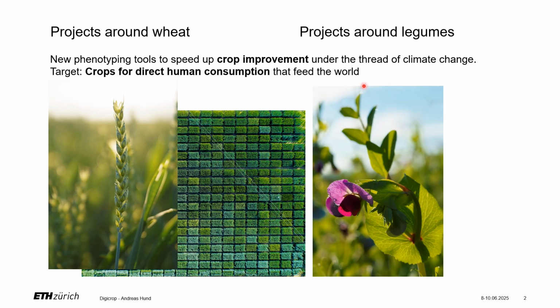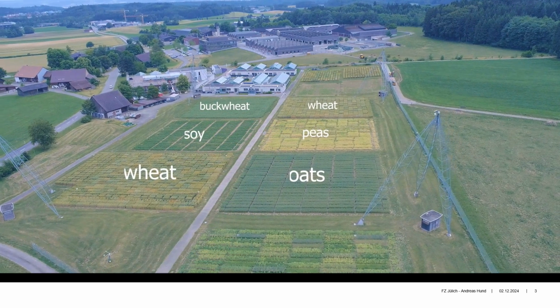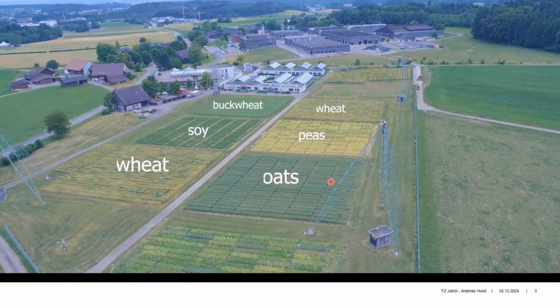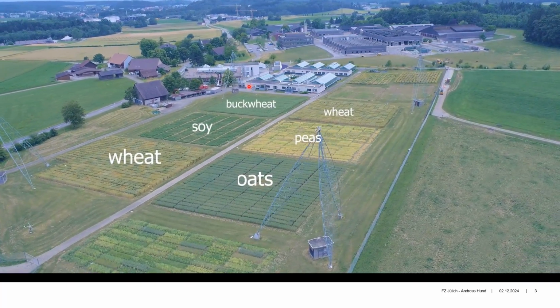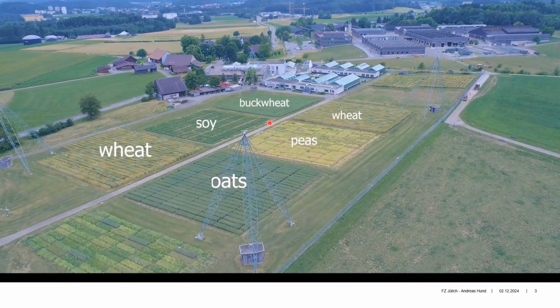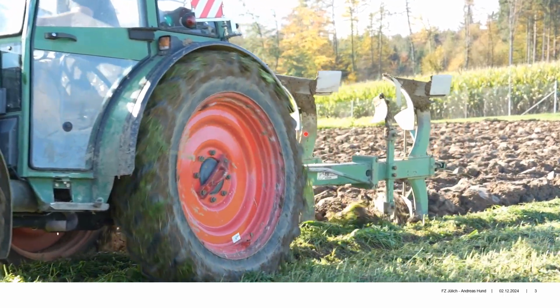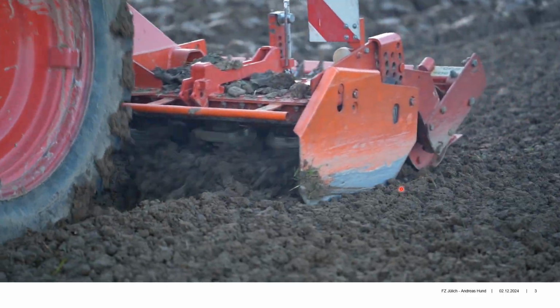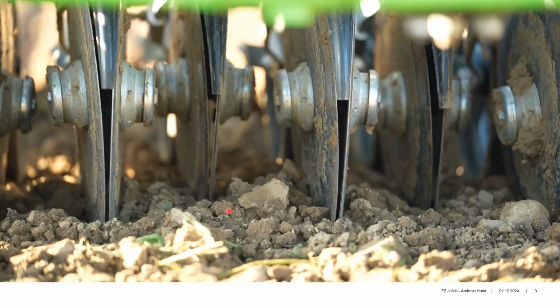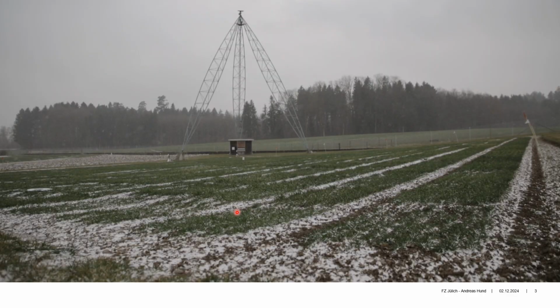It's mainly legumes, for example here pea, but also soybean, and we are focusing very strongly also on wheat and really trying to phenotype many different genotypes. Here you can see that we also work on oats, but also in buckwheat, and you can see the pea and the soybean experiments. We are doing most of the work in the platform ourselves, from plowing to sowing.